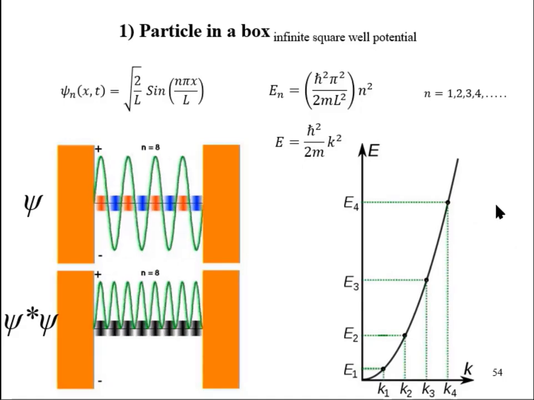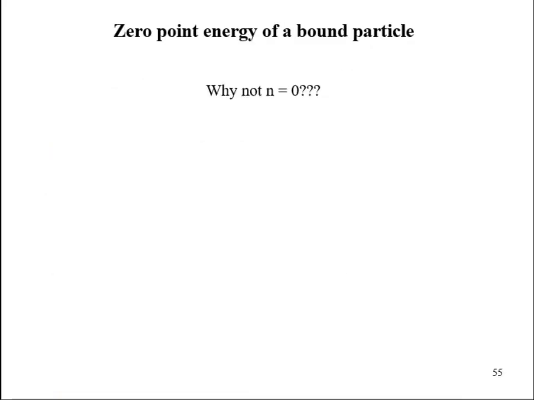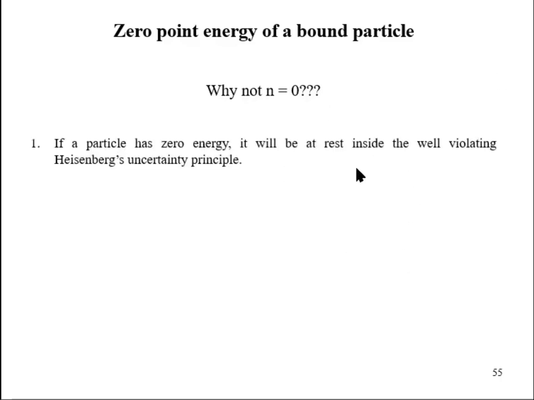Let us talk more about why n cannot be equal to 0. N equal to 0 is not expected by Heisenberg's uncertainty principle because it will be violated if a particle has zero energy. The zero energy particle means a particle without motion. Non-zero kinetic energy can be proved as follows.